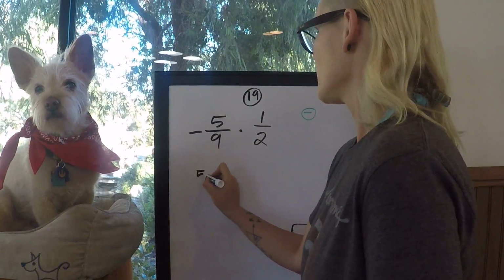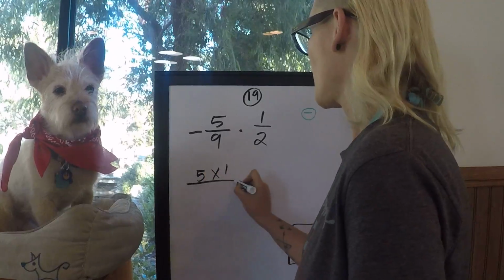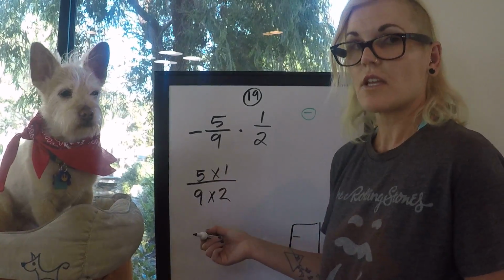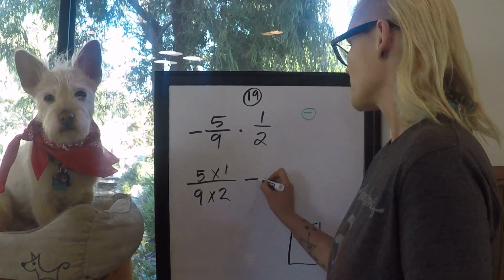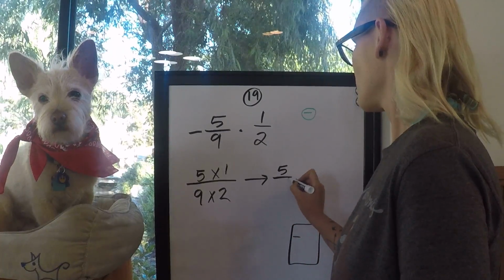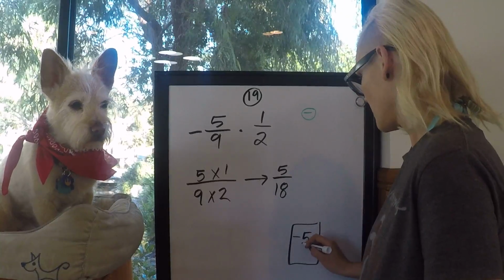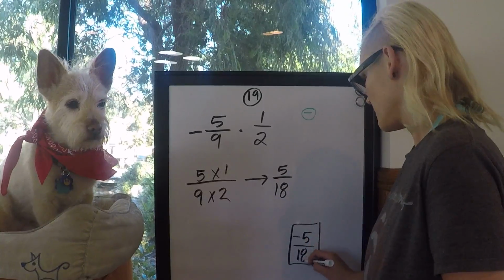I'm going to write it as one big happy family. Okay, there's nothing that I can take out from the top or the bottom, so I'm just going to multiply across: 5 over 18. So our final answer is a negative 5 over 18.